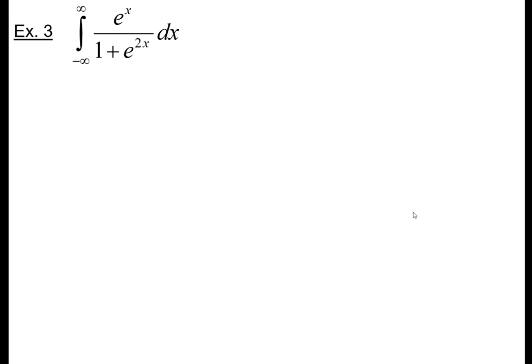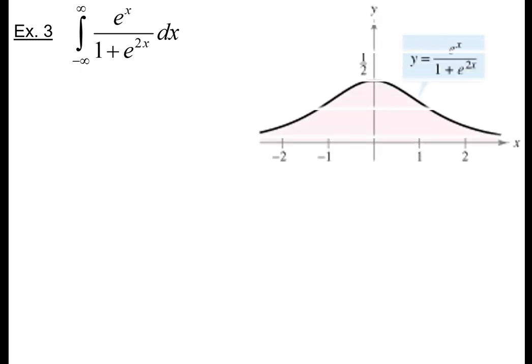Let's try this one. So we have the integral from negative infinity to infinity of the function e to the x over 1 plus e to the 2x. So here's what this graph looks like. It's kind of an interesting function. It looks almost like a bell-shaped curve as you zoom in close to the origin here. Because this is that third part of the definition from earlier, from negative infinity to infinity, we're going to break it up into two parts.